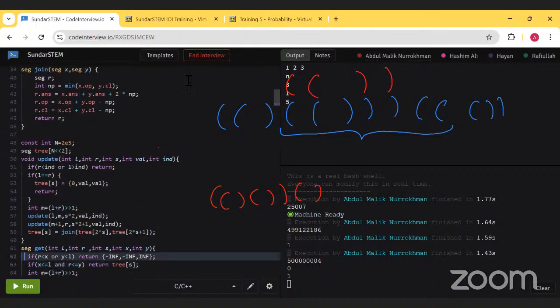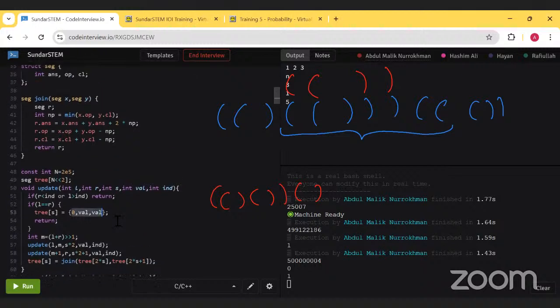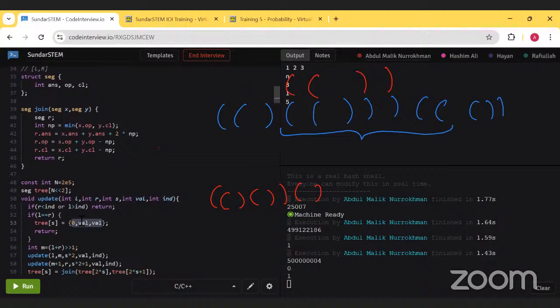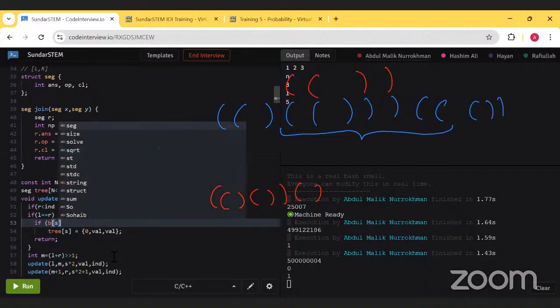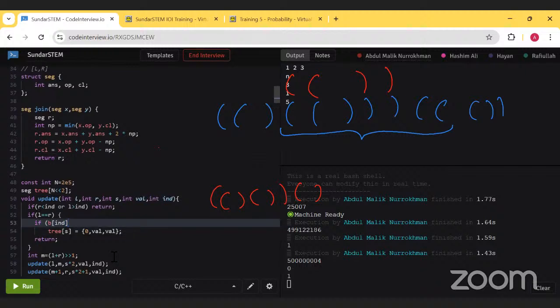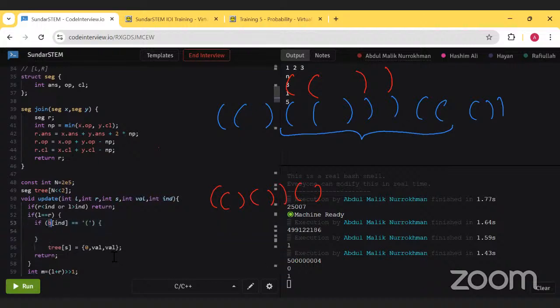Then all of them is still same. Maybe we have to modify this. We have to store the initial string, right? Let's say this is the string of bracket. Then we have to check whether this is open or close. If it is open, then we can close it.